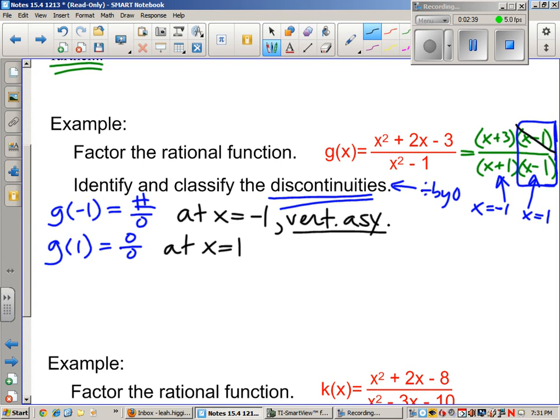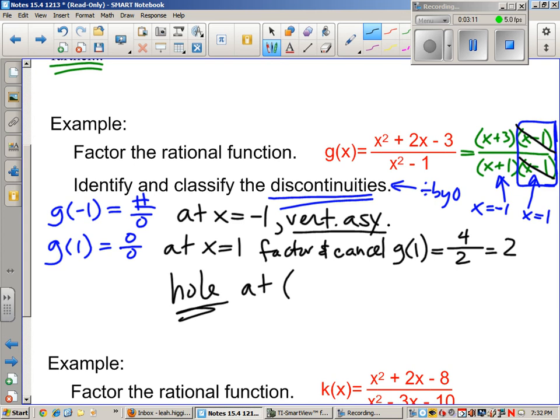So when I look over here and I factor and cancel those out completely, now when I try and plug it in, g of 1, I can plug in there, and I get 1 plus 3 is 4, 1 plus 1 is 2, so I get 2. So I get a number here now. When I factored and canceled, it completely went away, and now I just get a number. So there's a hole at (1, 2). The x value is here, the y value is right there, okay? So I've got two different ones here.